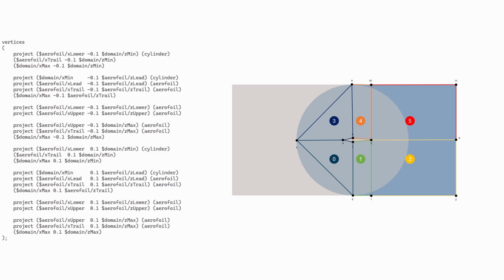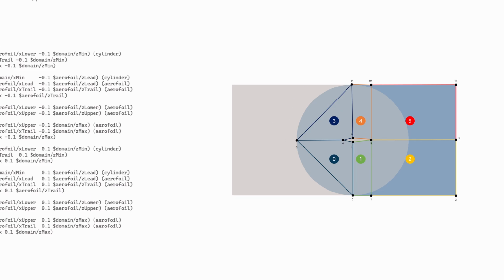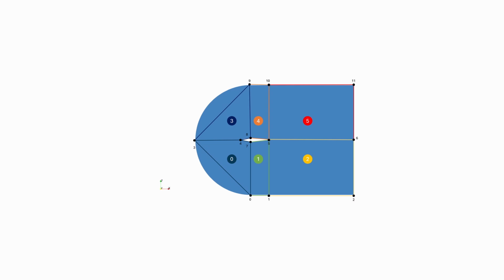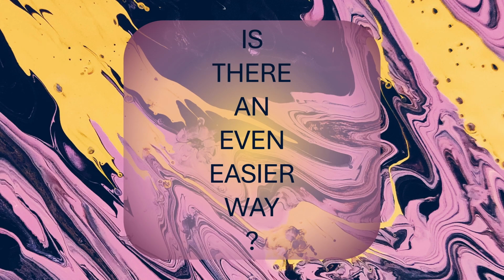Now talking about the edges, we are just projecting our vertices onto the airfoil and creating arcs directly through the OBJ file that we gave as input. Isn't that cool? We need not create any complicated arcs, we just project on top of the geometry. The end result looks something like this. You can see we have 6 different blocks. We didn't do any arc creation, we simply projected stuff. But is there an even easier way?